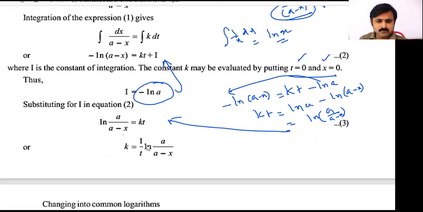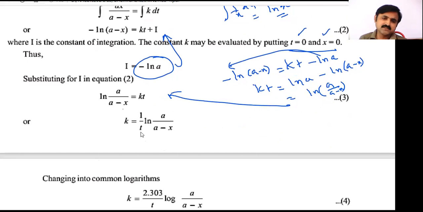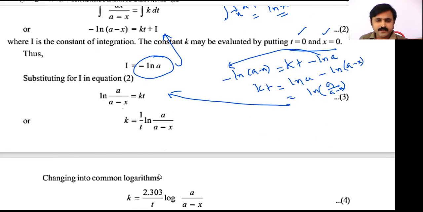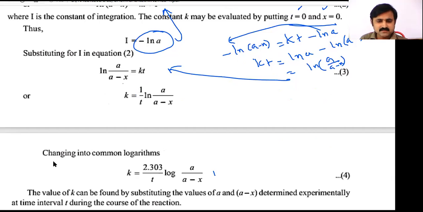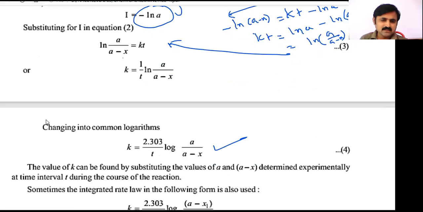After that, this is converted to normal logarithmic form, that is 2.303 log. So this rate constant is k equals 2.303 by t log a by a minus x for the first order reaction. And this is found by substituting the values of a and a minus x only, and the time also, that is, what time the reaction is given.